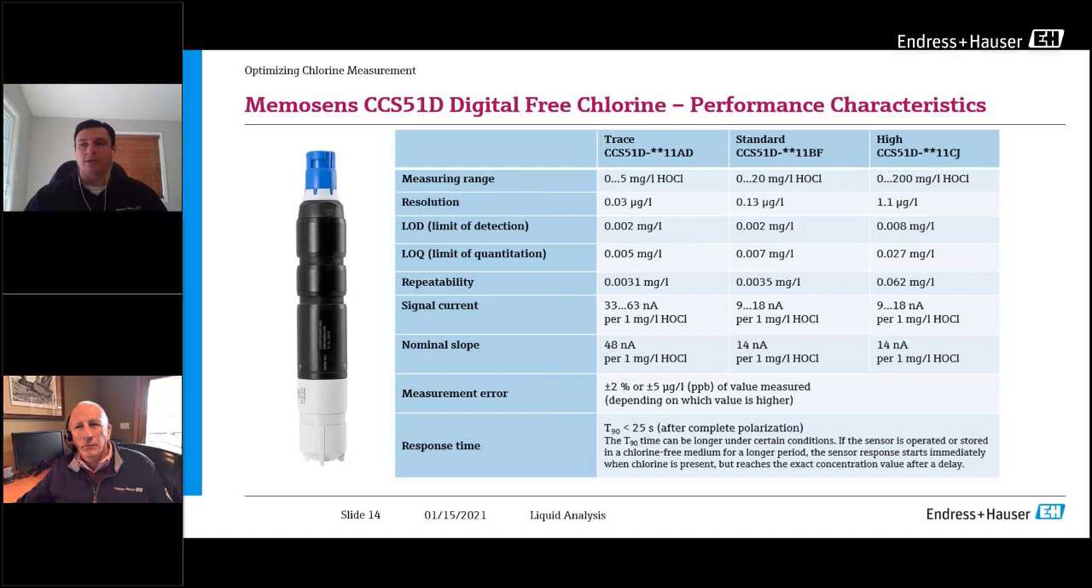Most of the time in drinking water plants, you're going to find that they want the trace level. They want to get down as low as they can with their chlorine reading. And this also talks about the response time of our probe. It's less than 25 seconds.